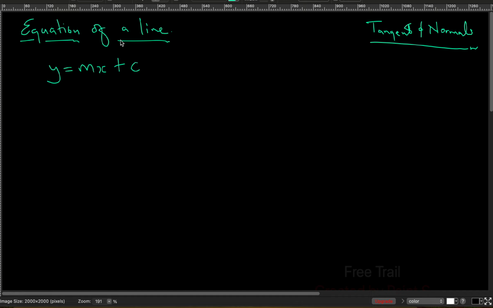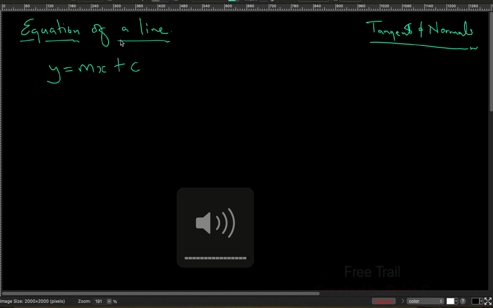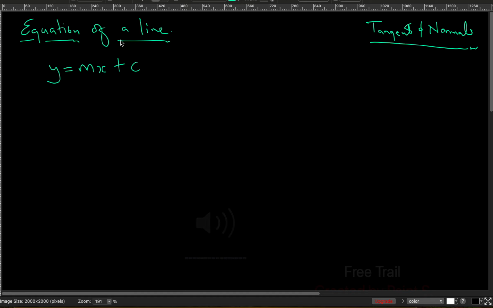So we want to talk about the equation of a straight line here. This is a step to talk about tangents and normals. Before we start talking about tangents and normals in differentiation, we need to appreciate how to find the equation of a straight line. When we talk about the equation of a straight line, it comes through in the basic state of y equals mx plus c, where x and y are variables, right?